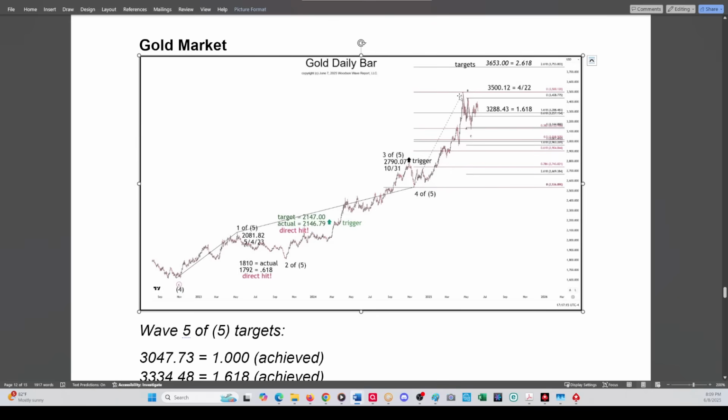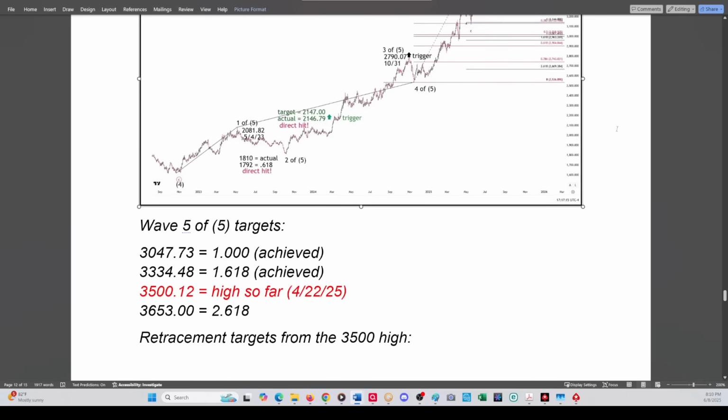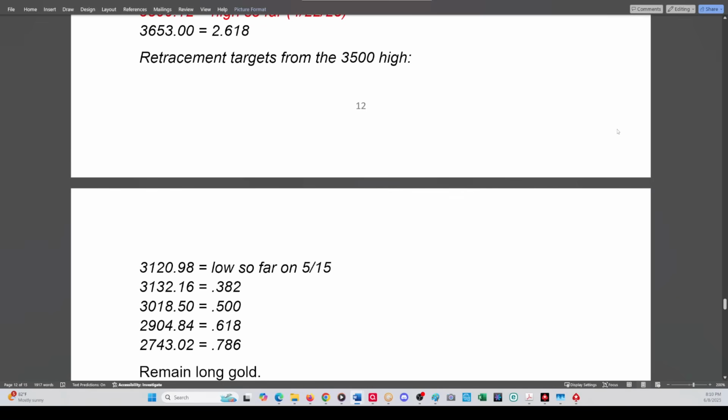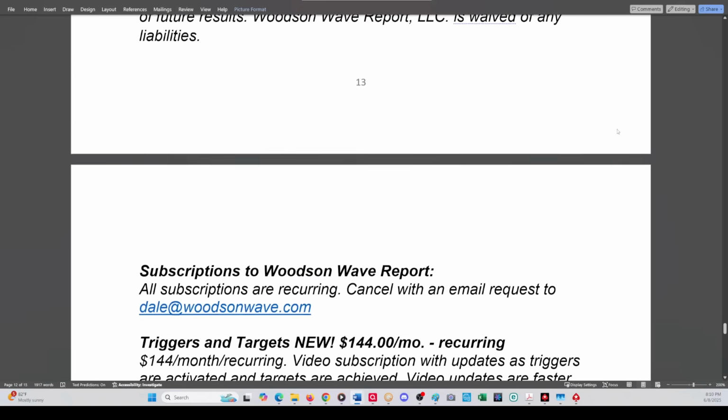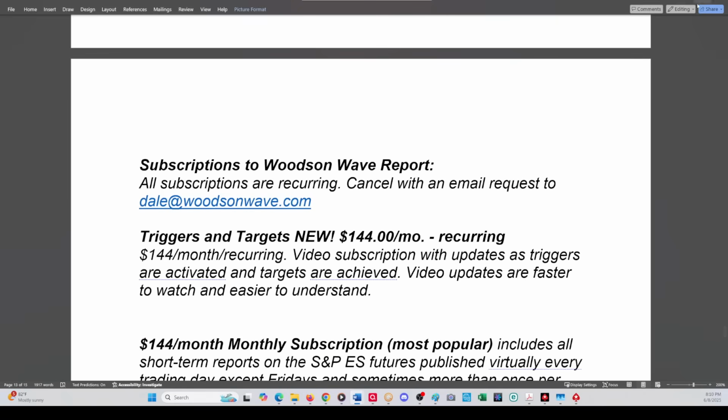Of course, bull market is confirmed if it goes above the all-time high at 3,512. And I know I'm repeating, but every time we make a chart or we make a trade, we ask ourselves, where is it wrong? If we're making a trade, we put our stop above or below where it's wrong. And if we make a chart, well, we got the other count right there. Okay, there's the retracement targets there. There's all of our triggers and targets on gold, and there's our disclaimer there.